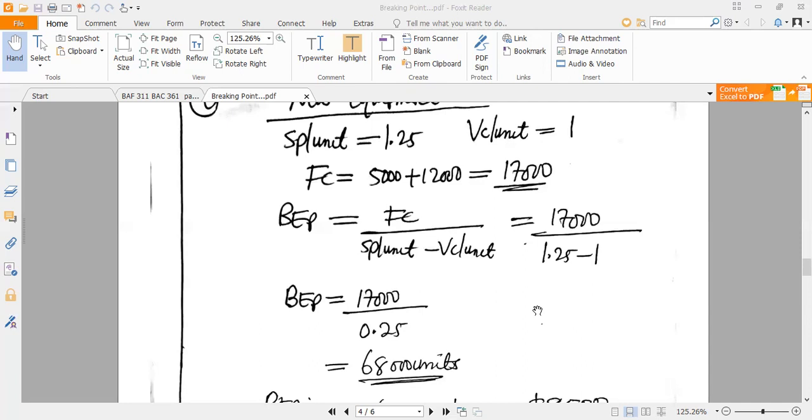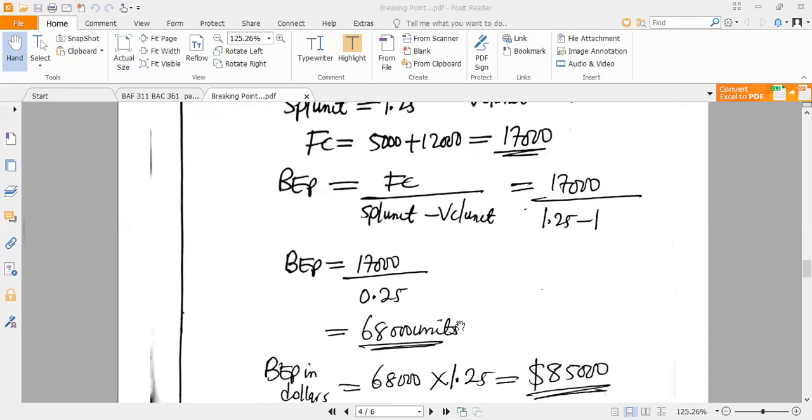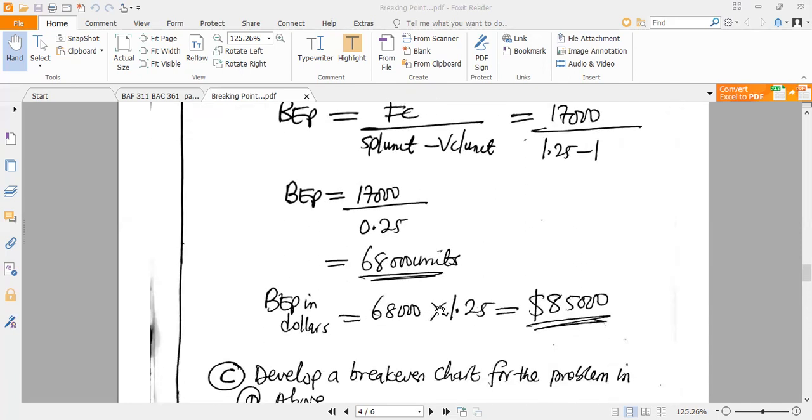So this is the break-even point in units for the new equipment. Now multiplied by the selling price per unit, you get $85,000. That is the break-even point in dollars for the new equipment: $85,000.